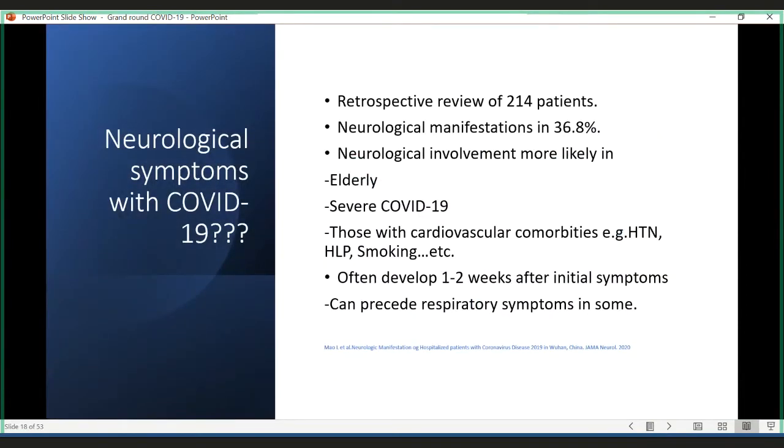This is one of the first studies that was done in Wuhan, China at the beginning of the pandemic. It is a retrospective cohort study done on 214 patients, and they found that neurological manifestations were present in up to 37% of the patients. Most of the symptoms happen in elderly patients, those with severe COVID infection or with other comorbidities. Usually the symptoms tend to happen within 1 to 2 weeks from the initial COVID presentation, but sometimes patients could present with neurological symptoms on the initial presentation.